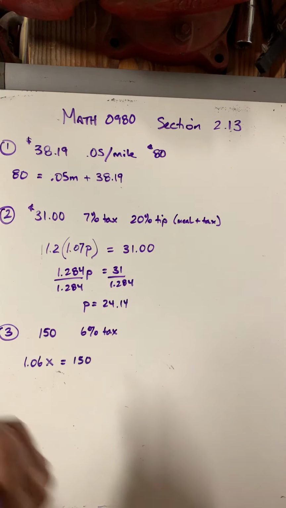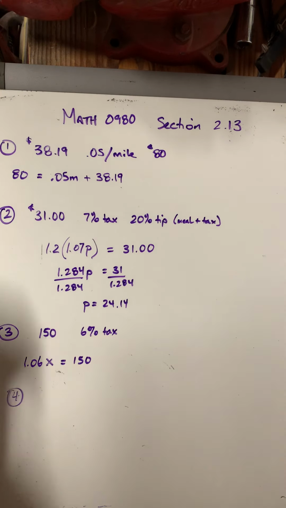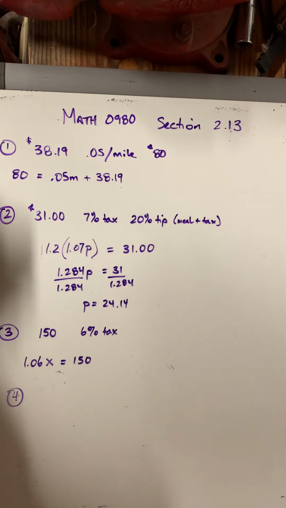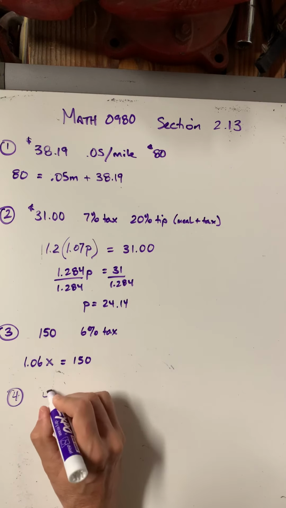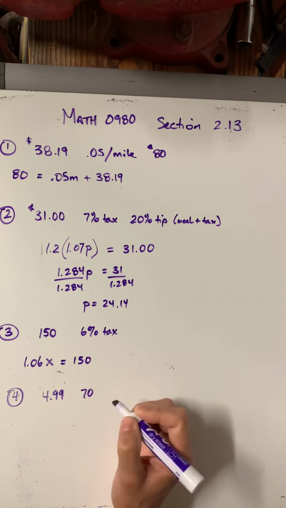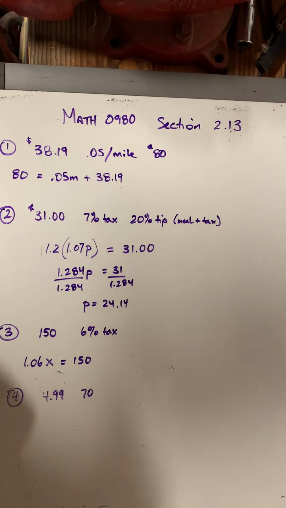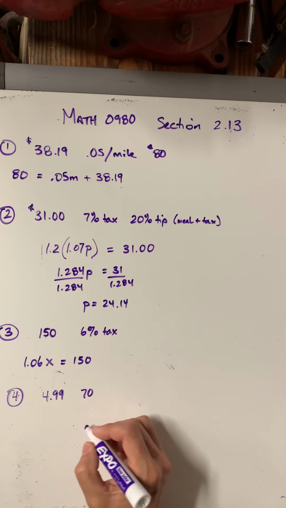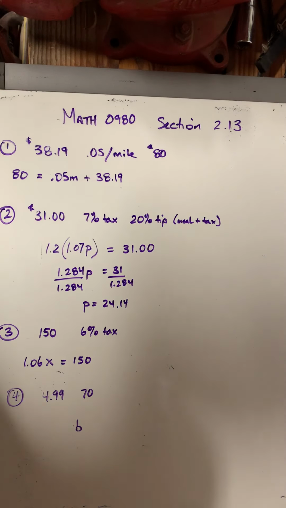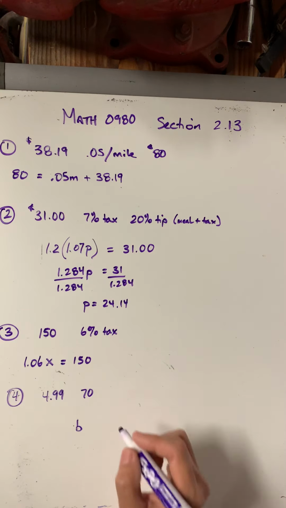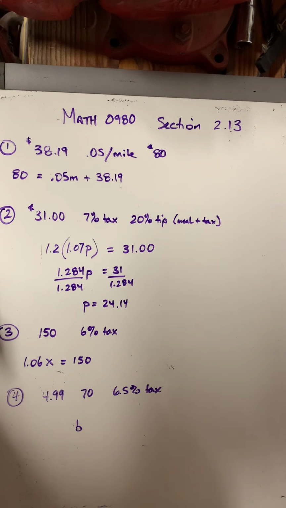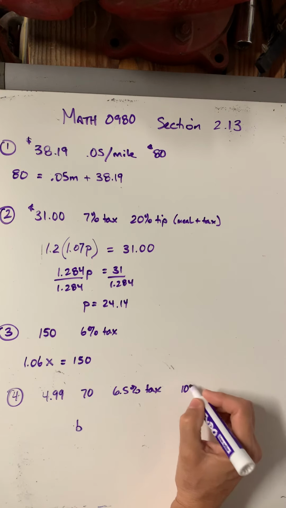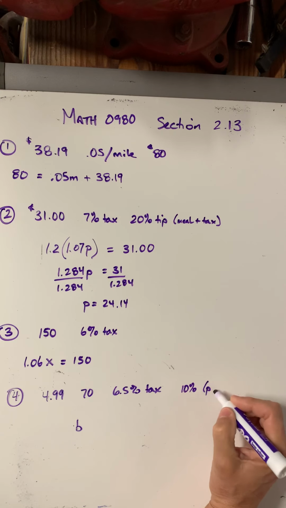All right, question 4 says an online retailer is selling used books for $4.99 and you have $70 to spend. So the books are $4.99 and you have $70 to spend. How many books can you buy? So books are my unknown, right? So that's a B. If you must pay 6.5% sales tax, and an additional 10% of the total purchase price with tax for shipping. 10% of price plus tax.